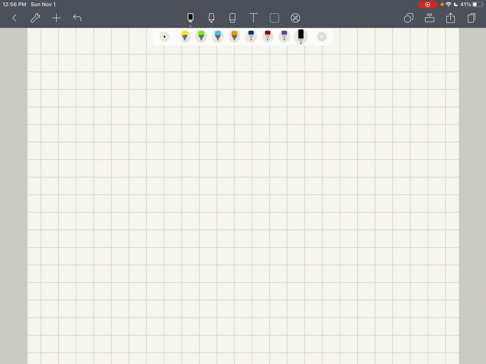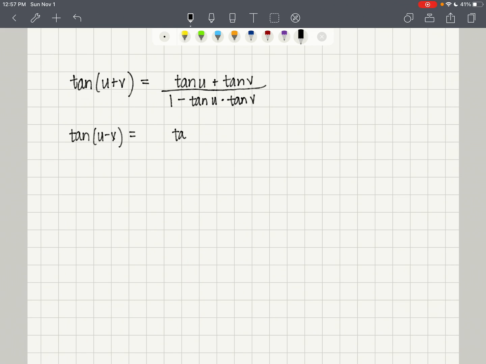Our last sum and difference formula is tangent. So we have the tangent of u plus v, these are flashcards as well that you should make, is equal to the tangent of u plus the tangent of v, all divided by 1 minus the tangent of u times the tangent of v. And the tangent of u minus v is the tangent of u minus the tangent of v, all over 1 plus the tangent of u times the tangent of v.